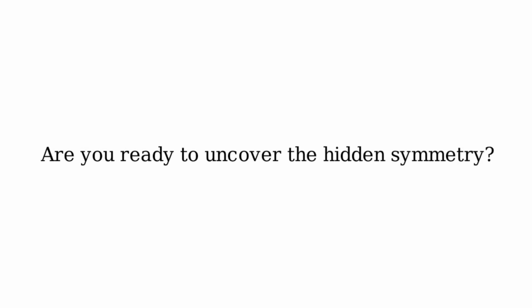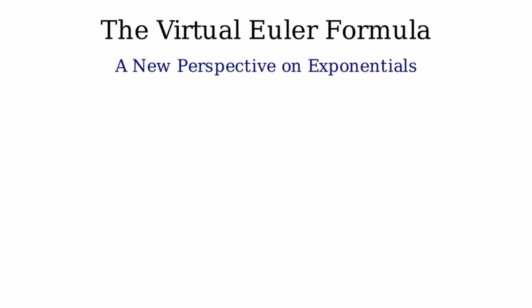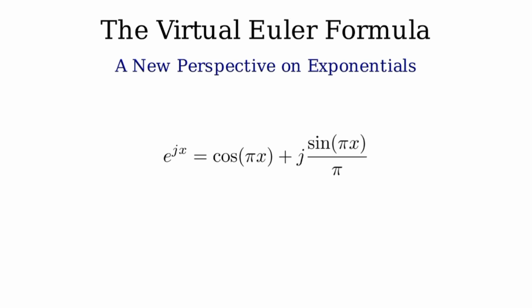Let's dive in. At the heart of this derivation is the virtual Euler formula, which extends Euler's classic result into the virtual number system. Here's how it looks. e^(jx) = cos(πx) + j sin(πx)/π. Now let me break this down for you.